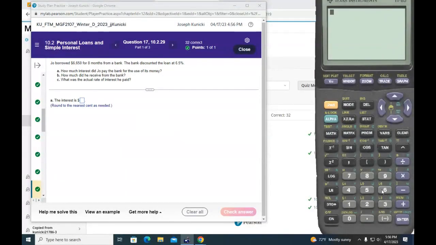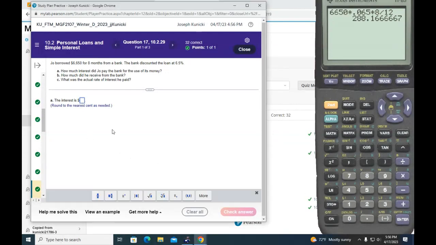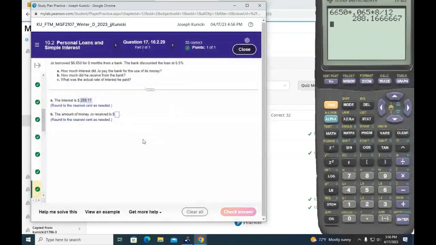So we start the same way. We just figure out the simple interest. That always has to be calculated straight up. So it's 6.5%. It's 8 months, so that's times 8 divided by 12 because everything's in years. So the interest is $288.17. What they do is they subtract that from the principal. So the amount of money that Joe received, you would take 6650 minus the 288.17.